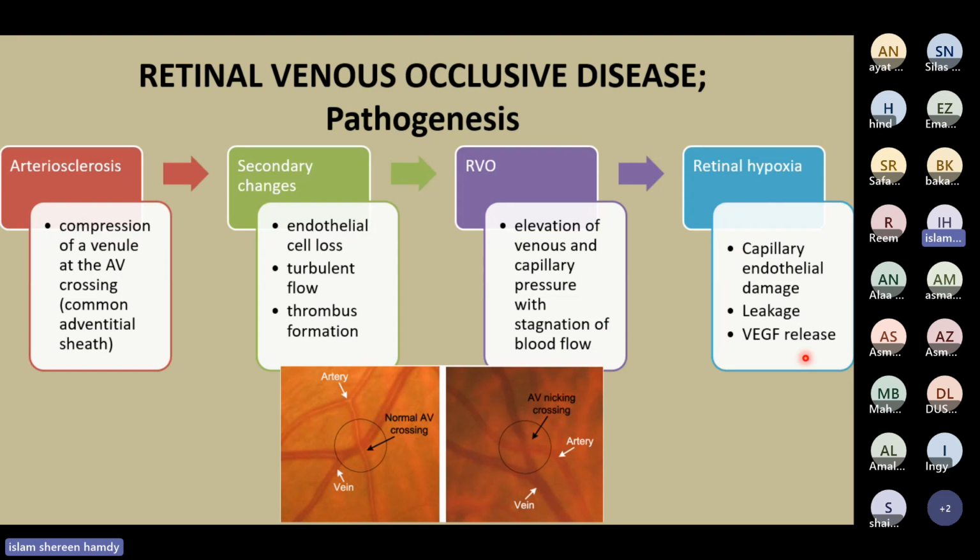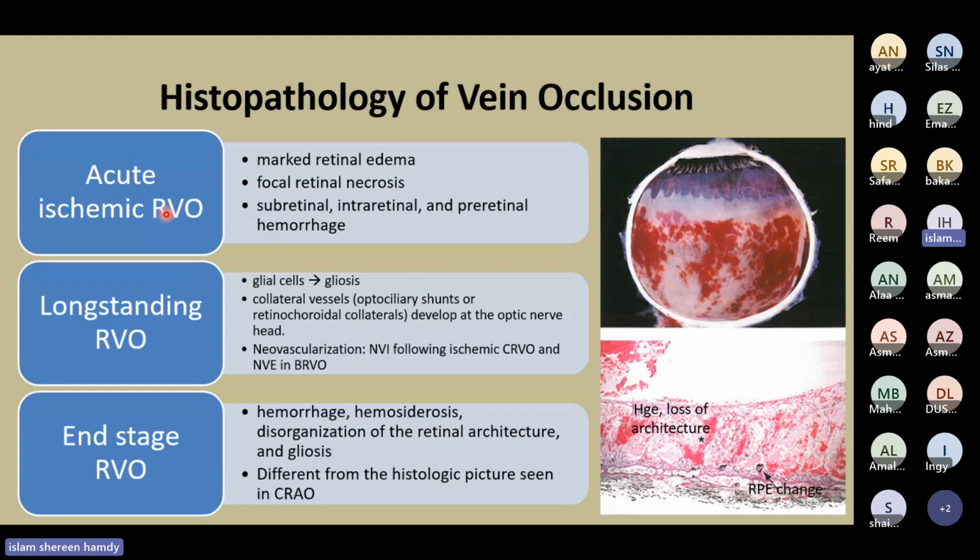In acute ischemic retinal vein occlusion, there is marked retinal edema. If you study the retina histologically, you'll find that there is retinal edema and focal retinal necrosis due to the ischemia, and there are extensive hemorrhages, whether intraretinal or subretinal. In long-standing cases, the edema will subside, the necrosis will increase, and there will be some gliosis. Like fibrosis, when it happens in the nervous tissue, we call it gliosis, with some collateral vessel dilatation around the optic nerve head and some neovascularization.